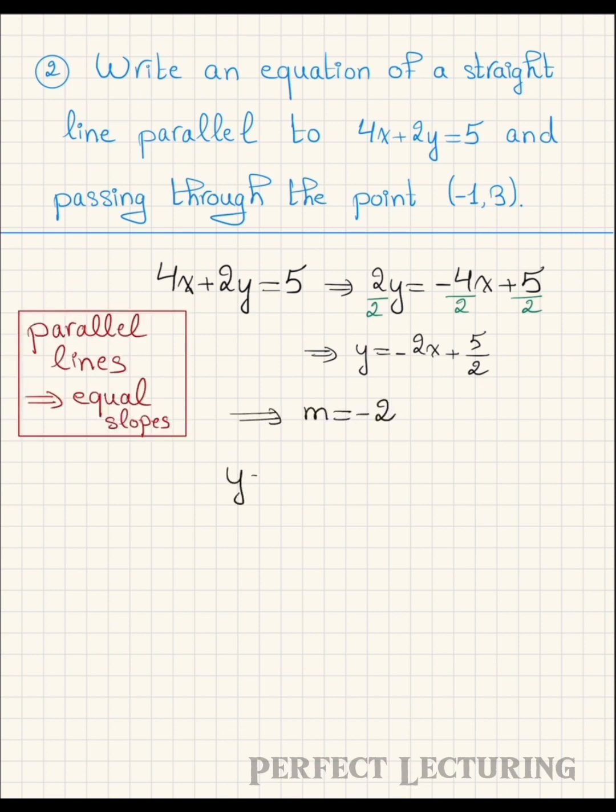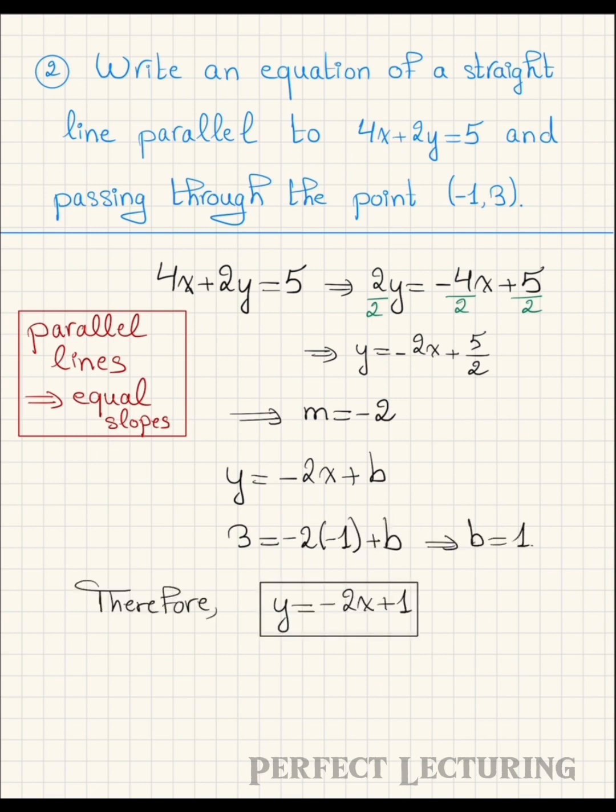So y is equal to negative 2x plus b. How to find b? Again, we plug in this point into the line, and we get the value of b. So y is 3, x is negative 1, therefore b is equal to 1. Therefore, the equation of our straight line is y equals negative 2x plus 1.